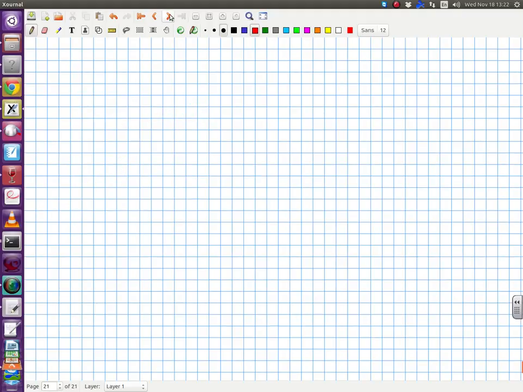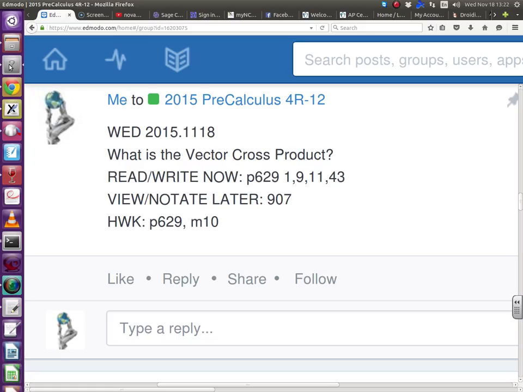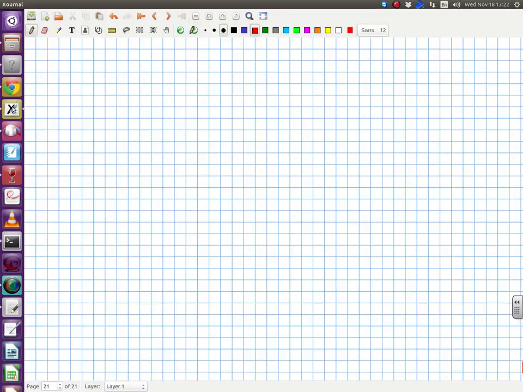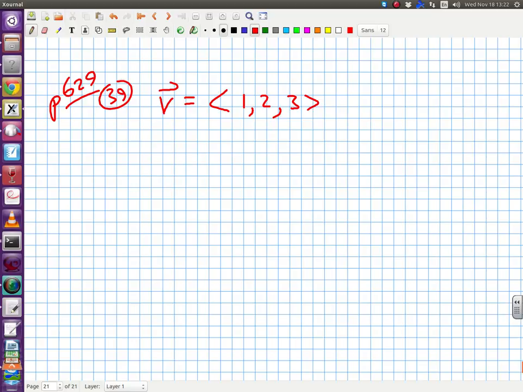All right, so let's go straight to the homework page. The homework is page 629 multiples of 10. So let's take a look at something from that page. How about 39? Now, 39 is actually a review. It says, what if V is a vector in 3 dimensions with a delta x of 1, a delta y of 2, and a delta z of 3. And W is likewise -2, 3, 0.